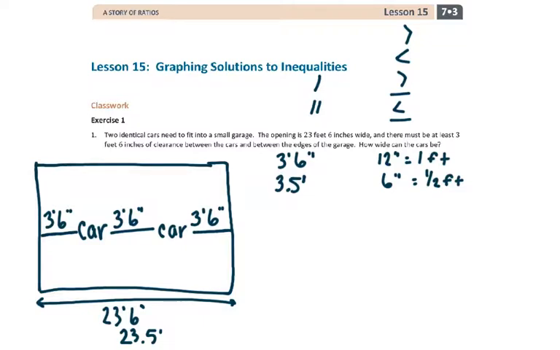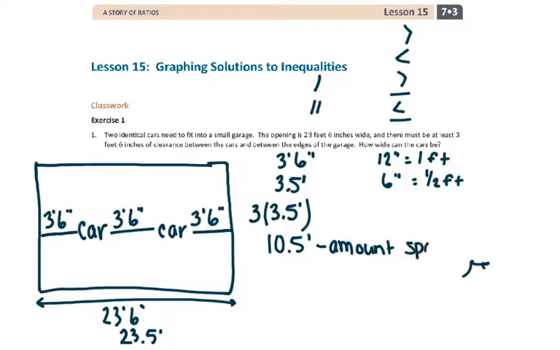All right, so now I understand that there are 3 spots in my garage where I need 3.5 feet of space. So I'm going to multiply 3 by 3.5 feet so that I know the total amount of space that I'm using up as I'm creating this space between my cars and the walls. When I multiply 3 by 3.5 feet, I get 10.5 feet as the amount of space that we need in total. So this is the amount of space needed, and that's important because this is going to help us determine how wide those cars are.